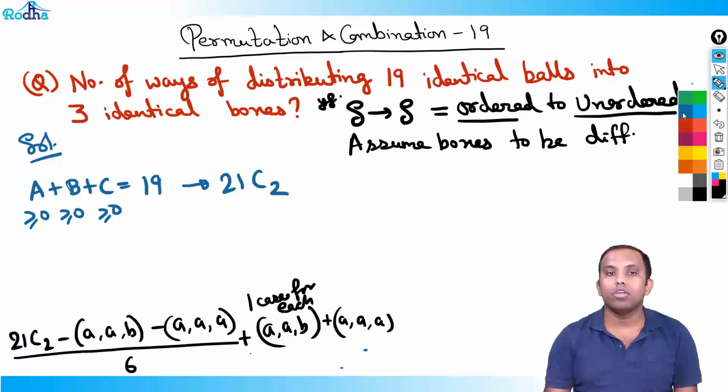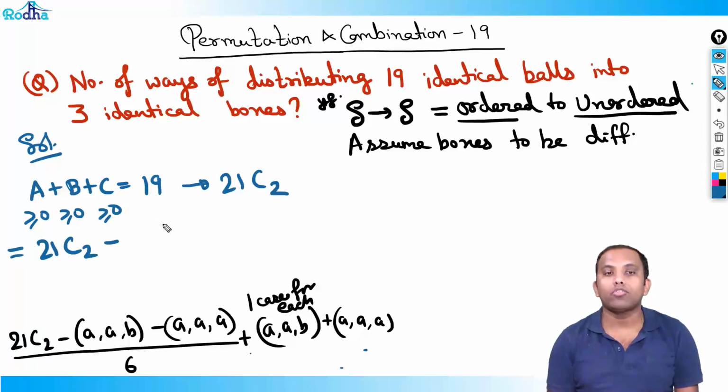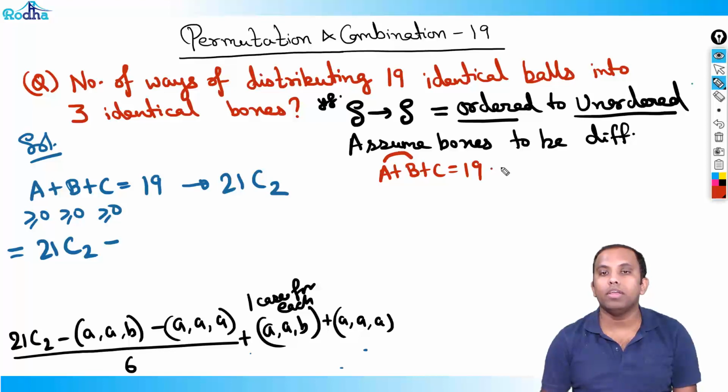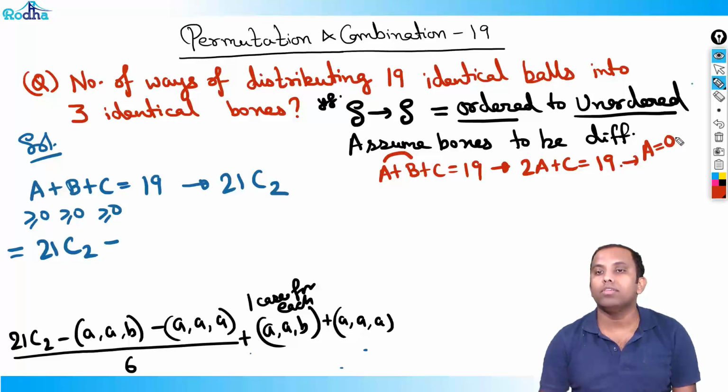So here also 21C2, what is the answer? So the answer will be 21C2 minus how many cases of AAB here? See, A plus B plus C is equal to 19. So when A is equal to B, in that case 2A plus C is equal to 19. So A can take how many values? A can take all the values from 0 to 9, that is 10 values, right?